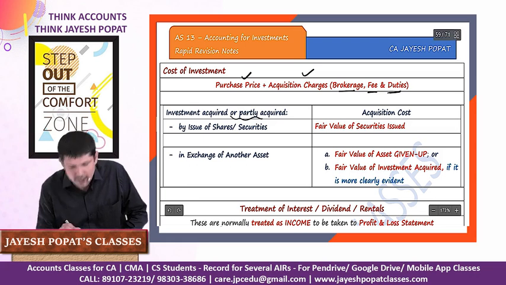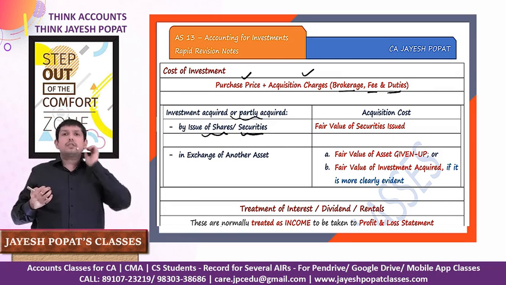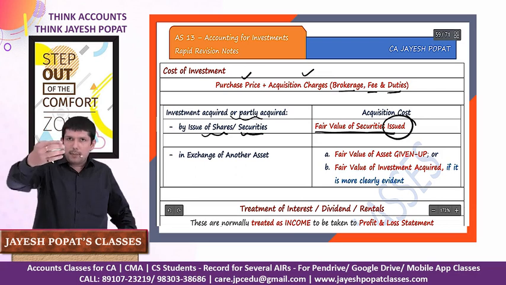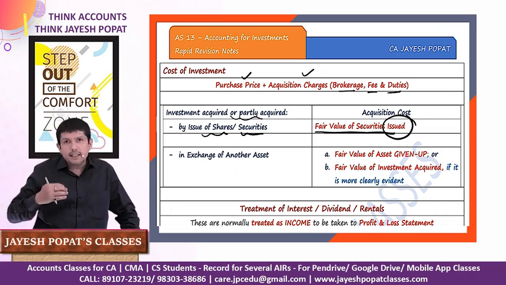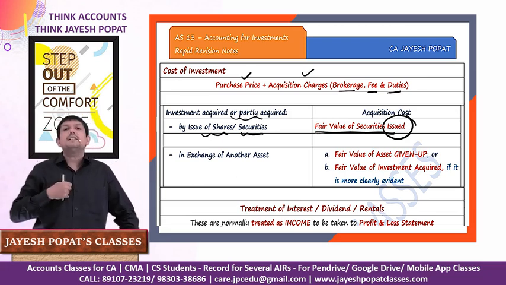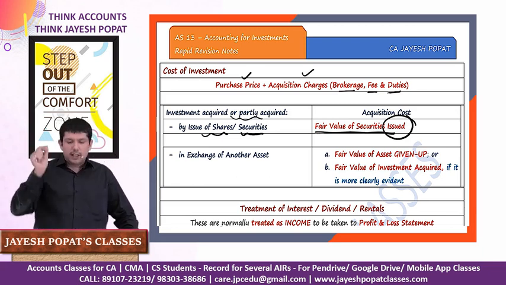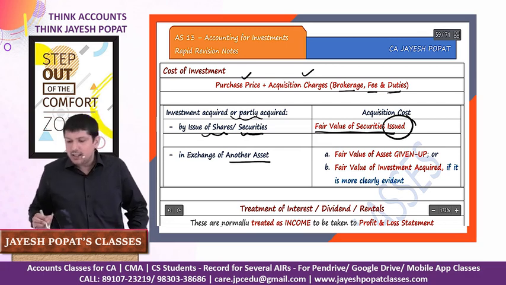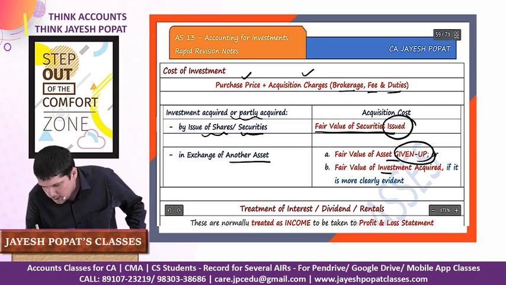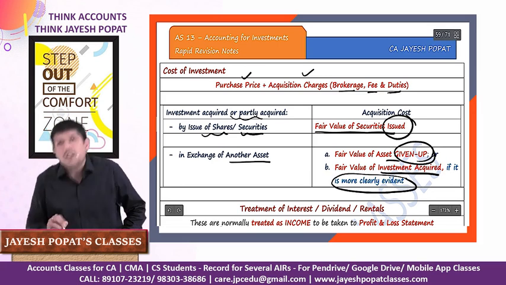Investment acquired or partly acquired by issue of shares or securities. The acquisition cost of the investment will be the fair value of securities issued. So if I am buying the shares of Reliance Industries and in consideration I am giving the shares of Infosys, the acquisition cost of shares in Reliance Industries for me will be the fair value of the shares of Infosys which I have transferred. In exchange of another asset, look at the fair value of the asset which you have given up. Or you can also look at the fair value of the investment which you have acquired if the fair value of that investment is more clearly evident.